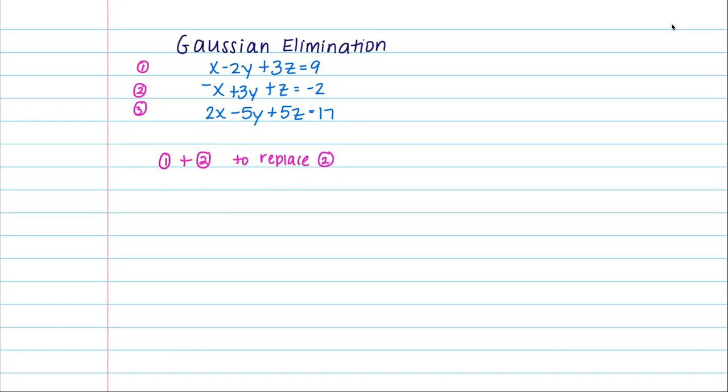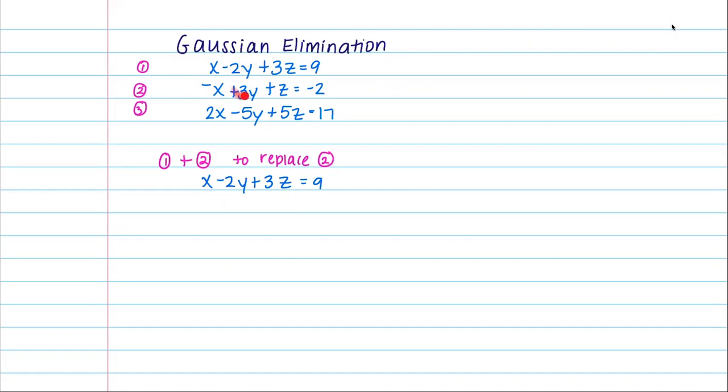There we go. So if I go ahead and add them together, I'm going to use that sum to rewrite equation 2. So I'm going to go ahead and copy equation 1 down. And if I were to add these two together, my x's would eliminate. So I'll write this new equation in pink.